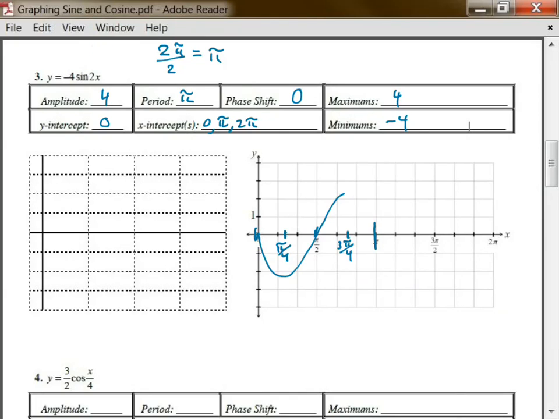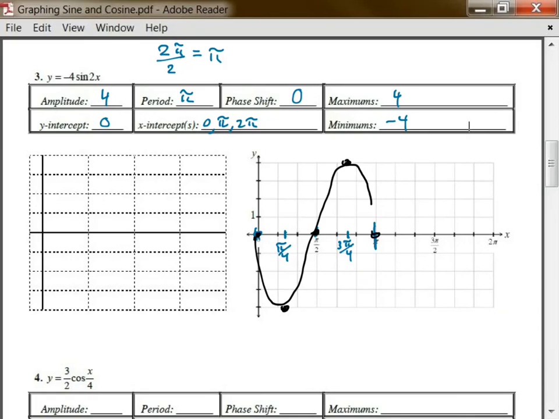And now to graph all our points. We know it's going to go down. It's going to look something like that. So we start with our point right here. Let's use black this time. And for pi over 4, we're going to go down to negative 4. Then we go back to our midline. Then we go up to 4. And then we go back to our midline. And so here's our graph.